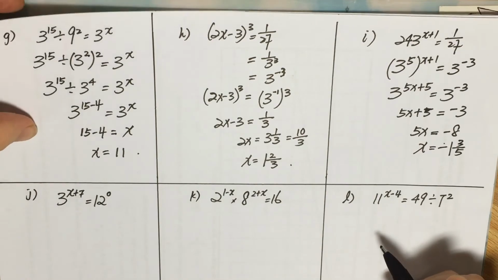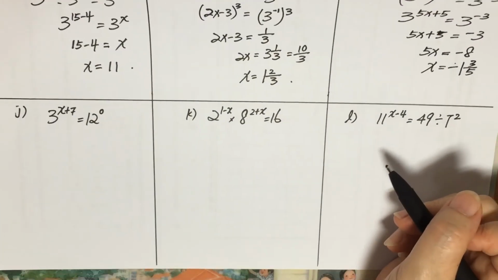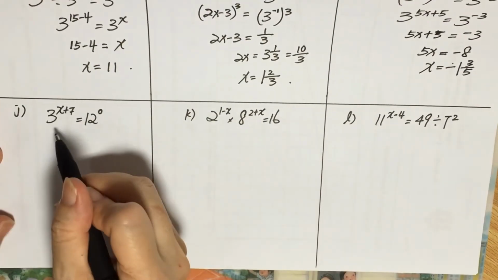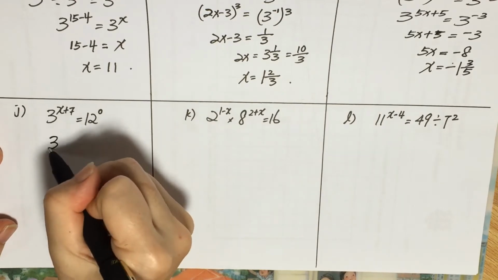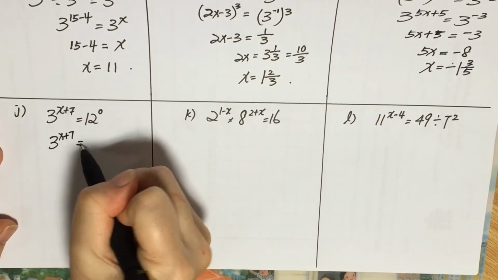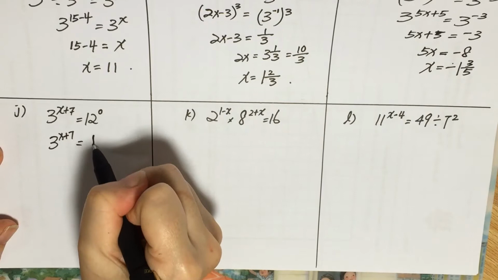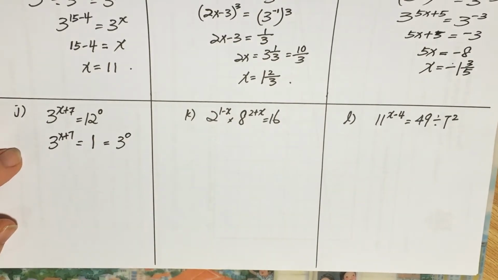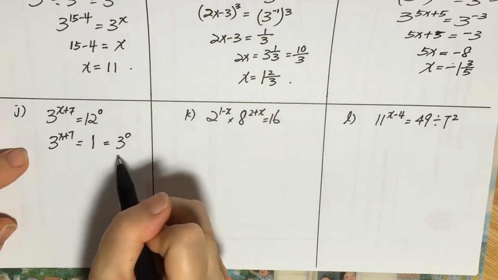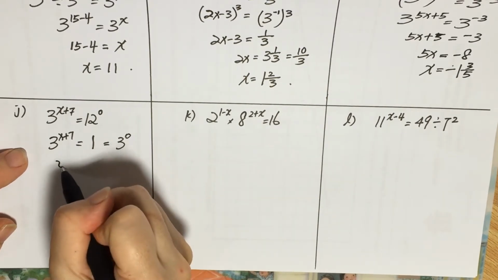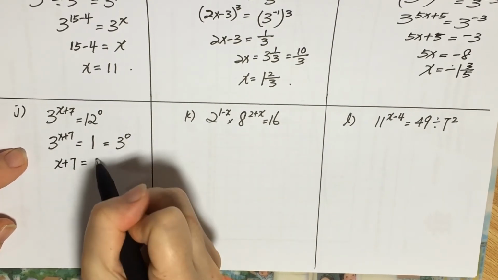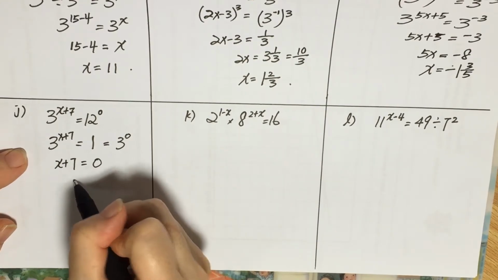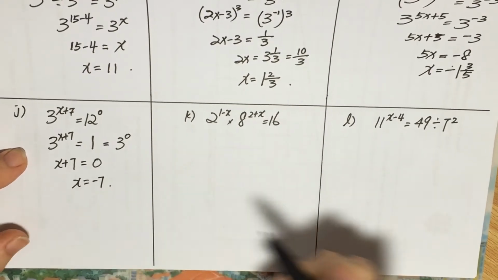Question J. Okay, so this is 3 raised to the power of x plus 7, and 12 raised to the power of 0 is actually 1. So 1 is also written as 3 to the power of 0. So therefore now they both have the same base. So what I need is to compare the power. So x plus 7 equals 0, x equals negative 7.